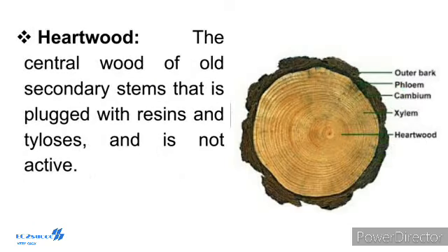Another one, heartwood. The central wood of old secondary stem that is plugged with resin and tyloses and is not active. The wood of many trees is distinguishable into two regions. The outer light colored and functional sapwood or alburnum, and the central darker and non-functional heartwood or duramen.